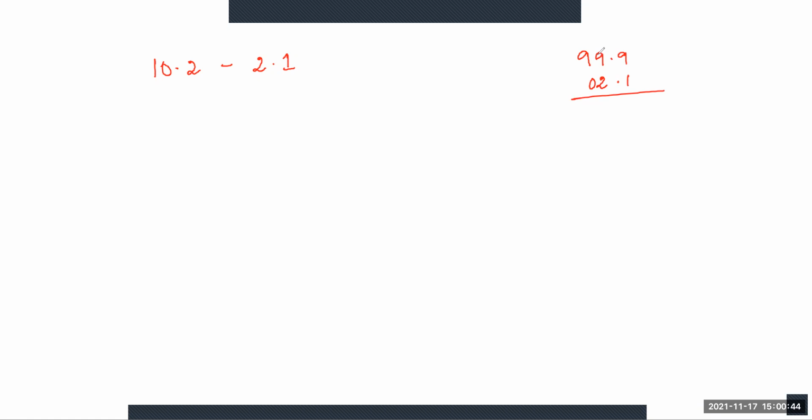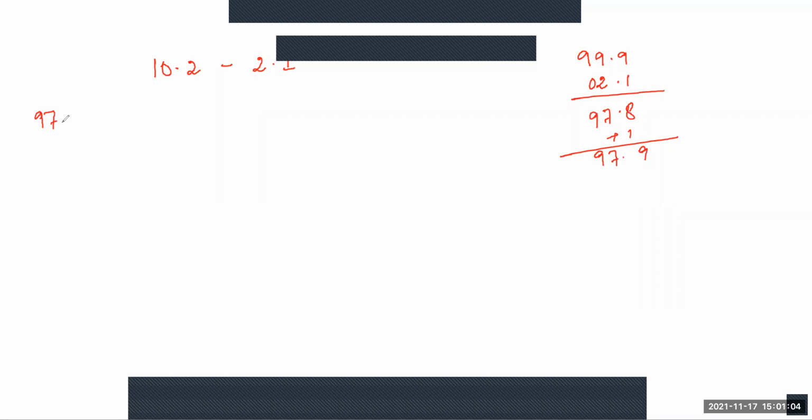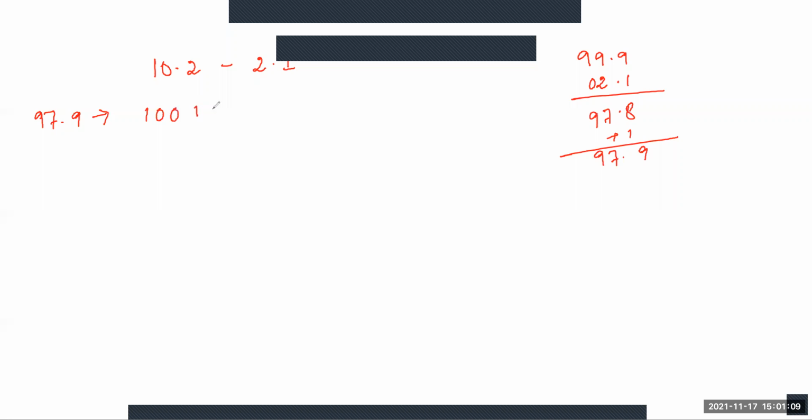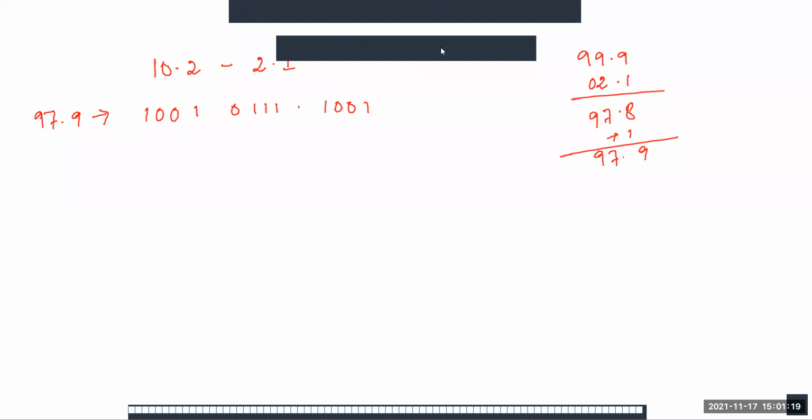So first our aim is to get the tens complement. So first is 8, this is 7, this is 9. So this is the nines complement. From the nines complement we just add 1, so this is 97.9. So this is the tens complement. So 97.9 equals 10010111.1001, and this is the subtrahend.